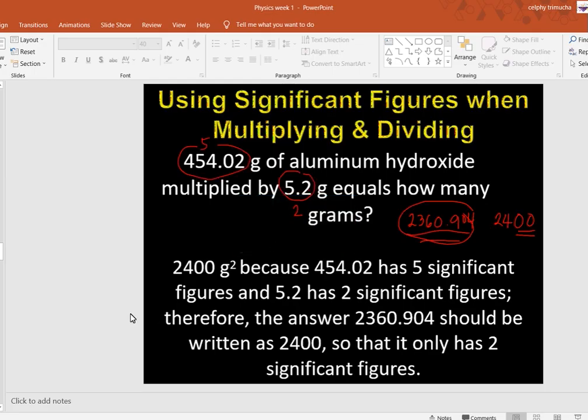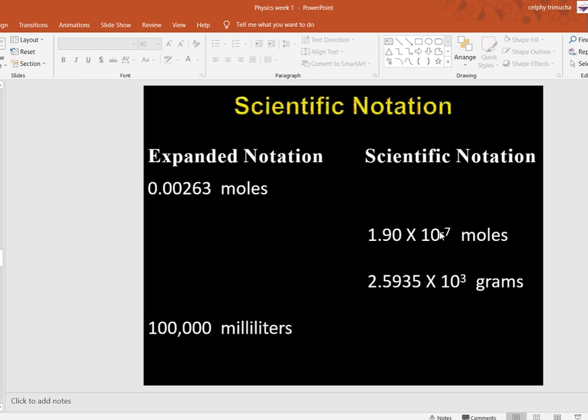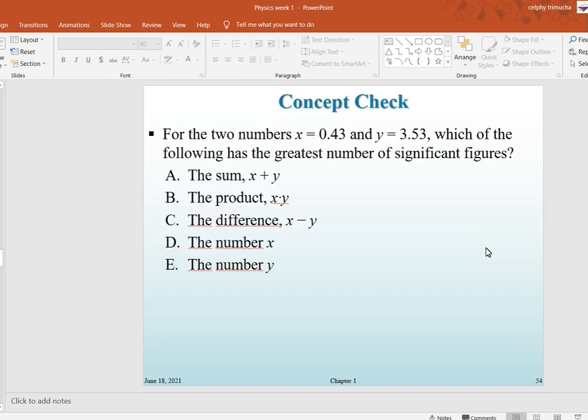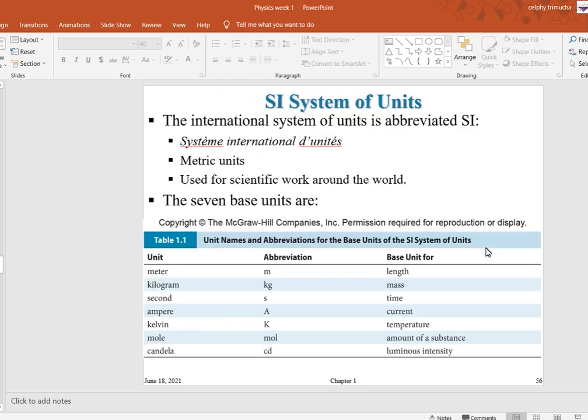Okay, so let us proceed. For values written in scientific notation, the digits are only significant if a decimal point is shown. In a common logarithm, there are as many digits after the decimal point as there are significant figures in the original number. So we have expanded notation, such as this one, or scientific notation, such as this one. Okay, so that's what we do. We estimate the significant figures.